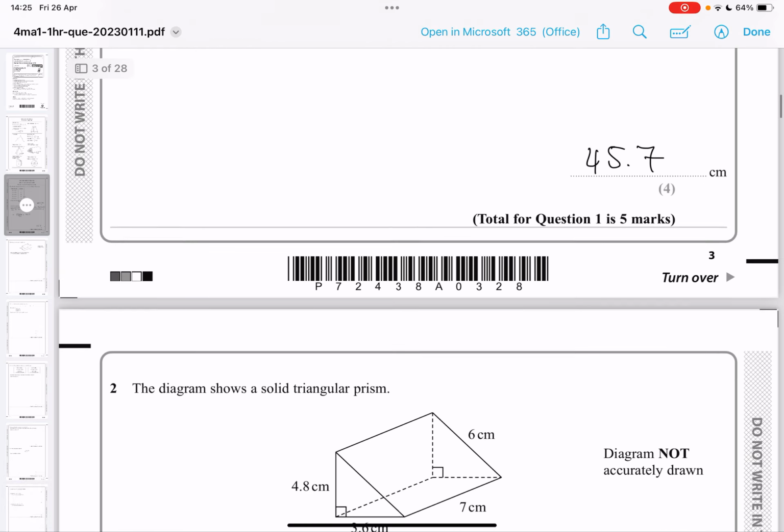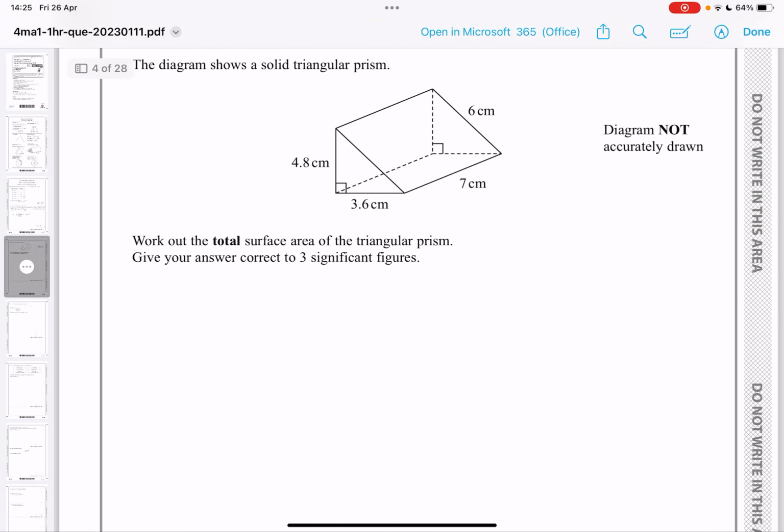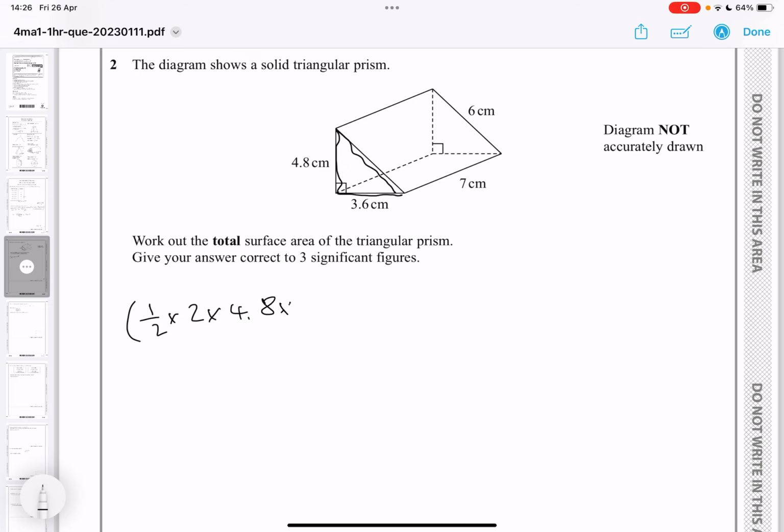Okay, next question. The diagram shows a solid triangular prism. Work out the total surface area of the triangular prism. To work out the total surface area, you need to work out the individual areas of the sides and then add them all together. Let's first work out the area of this triangle, and there's 2, so you can just multiply by 2. So half times 2 times 4.8 times 3.6, because the area of a triangle is half times base times height, and because there's 2, I'm multiplying by 2.